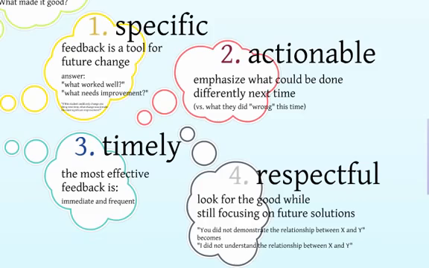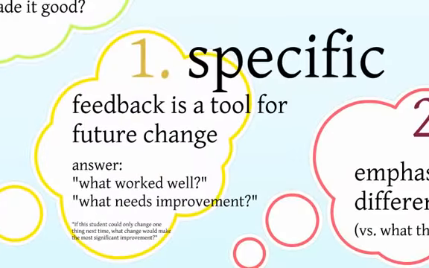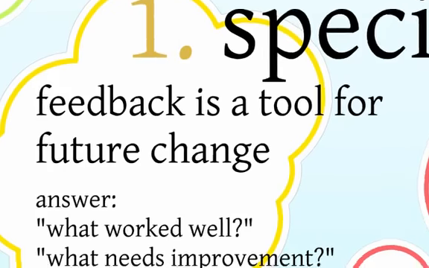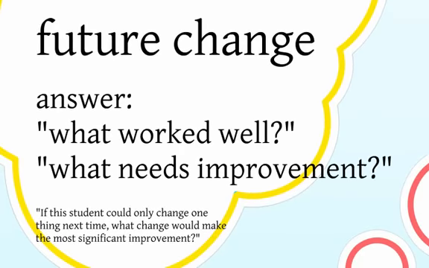So, good feedback is specific. Rather than providing general comments, give students feedback that will provide them with tools for improvement. As you're evaluating student work, you could ask yourself the following questions. What exactly worked in this assignment? Or, what requires improvement? Answer these questions and you'll be on your way to providing specific feedback.